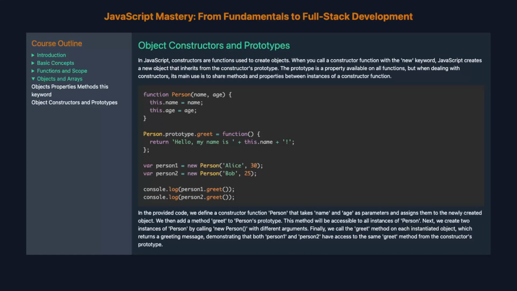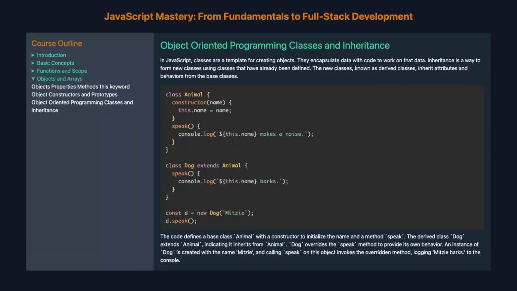Next, we create two instances of Person by calling new Person with different arguments. Finally, we call the greet method on each instantiated object, which returns a greeting message demonstrating that both person1 and person2 have access to the same greet method from the constructor's prototype.